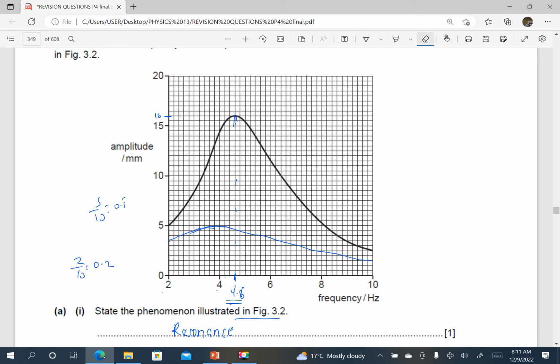Okay, so this is going to be my new graph. First of all, it is below the first one. Secondly, the peak, the maximum, is slightly to the left of 4.6 Hz. And it's also going to be a little bit flatter than the one which is already there. So that is the new shape of my graph.